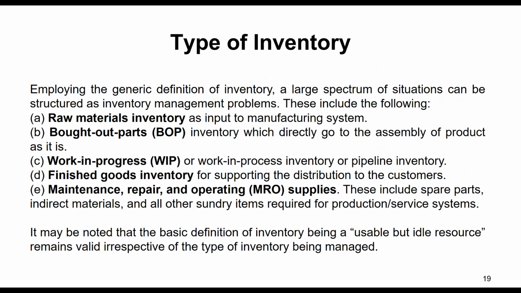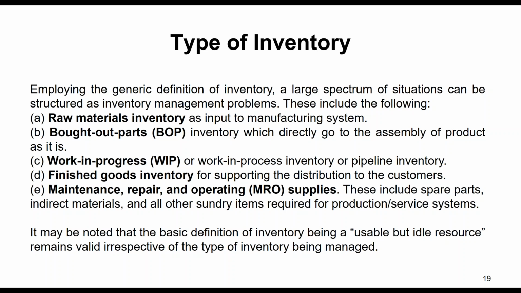So types of inventory: we have raw material inventory, which is typically iron ore or plastic materials as an input to the manufacturing system. Bought out parts, where somebody else is manufacturing for me, I just buy those parts directly and do the assembly of it. Work in progress, typical inventory, which is pipeline inventory. We are working on it, and finished good is the final product, which I'm going to distribute to the other people. Now, my finished good inventory can be bought out parts for somebody else.